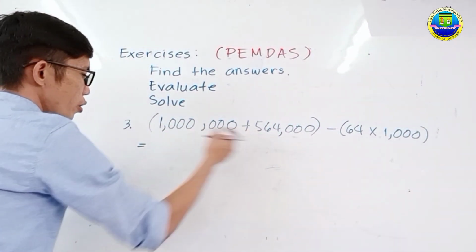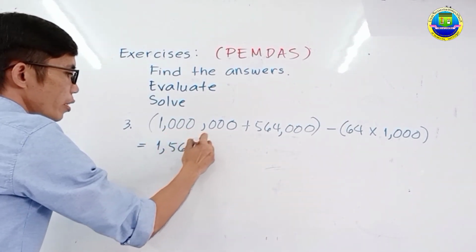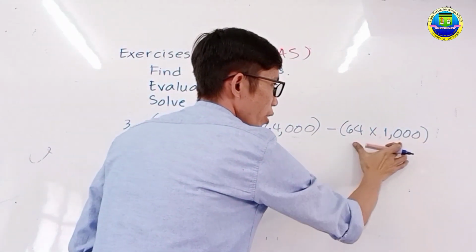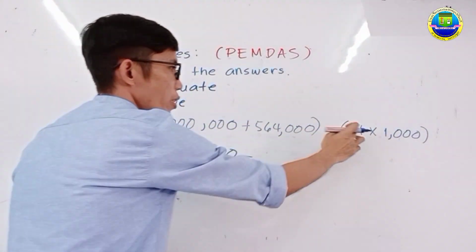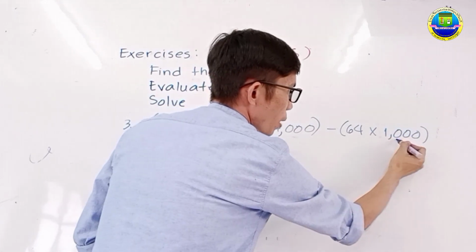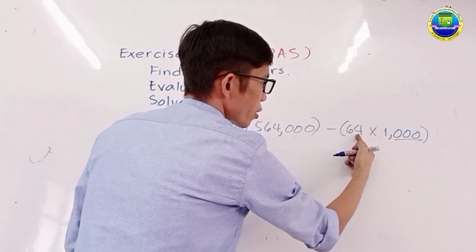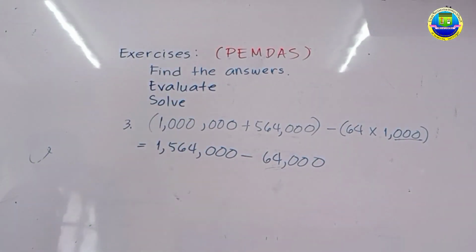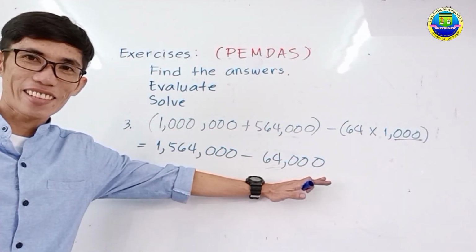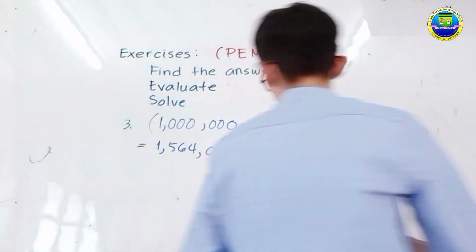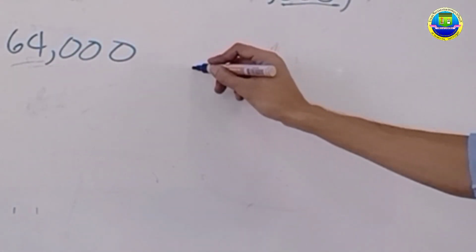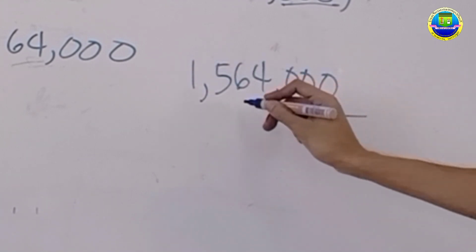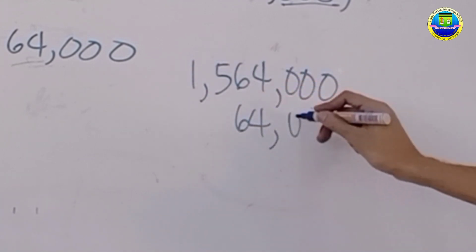So adding these two, we have 1,564,000. Minus, do the operation inside parentheses here. So we have 64 times 1,000, multiplying by 1,000. Just add the zeros here. So this will become 64,000. Okay, then subtract. Very easy. Okay, let's do that. So we have here 1,564,000 minus 64,000.